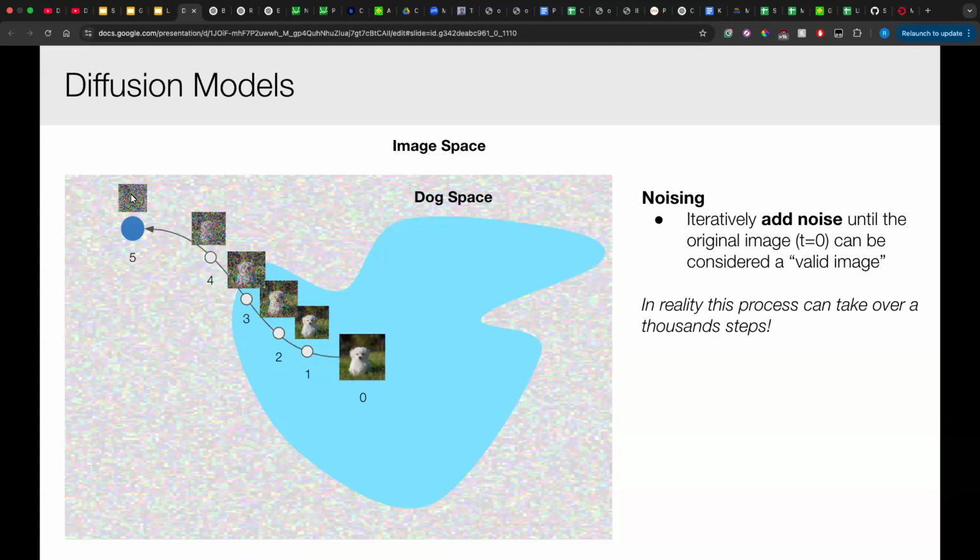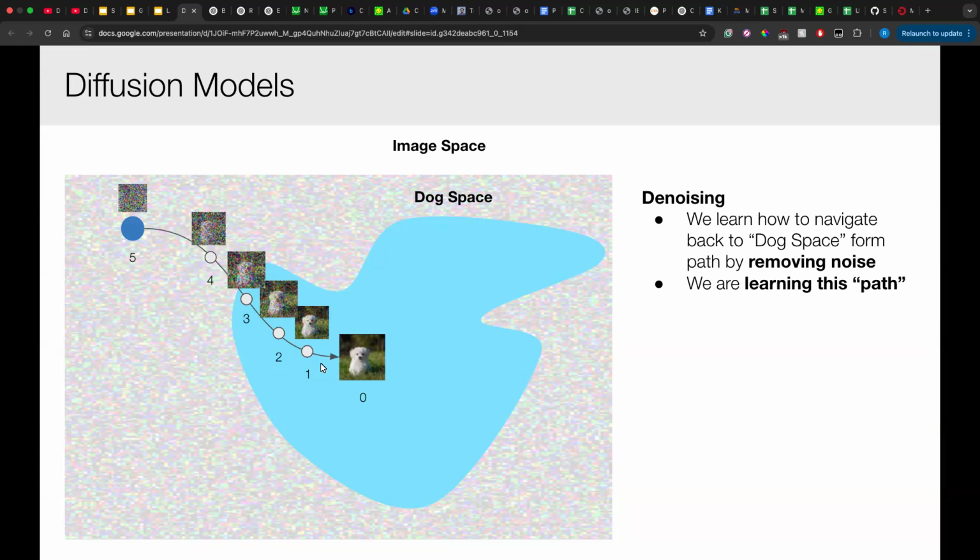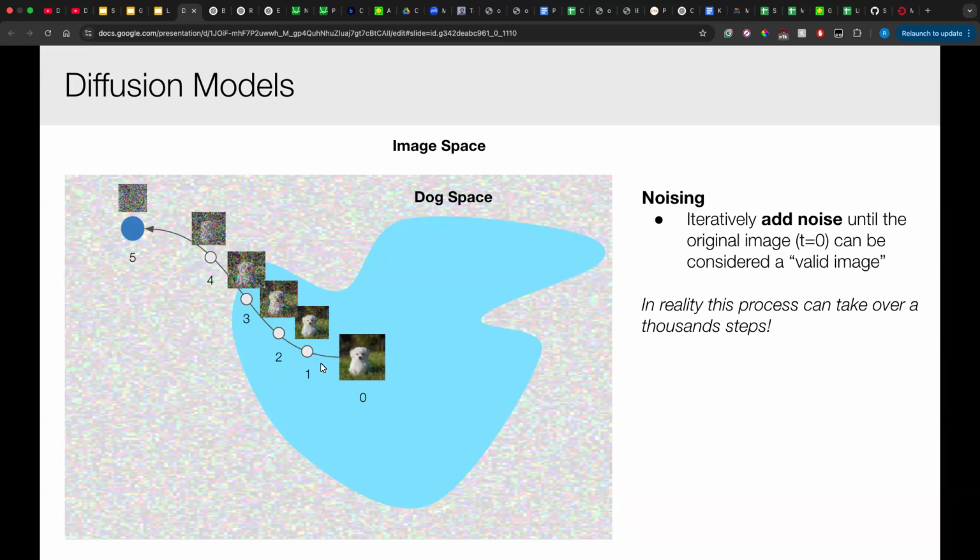Well, diffusion models have two processes. They have the noising process. In literature, that's also often called the forward process. They have the denoising process. That's often called the backwards process. I'll just be calling it denoising and noising because I don't want to mix it up with forward and back prop, right? So in the noising process, we start with an image from our data set that we know is in image space.